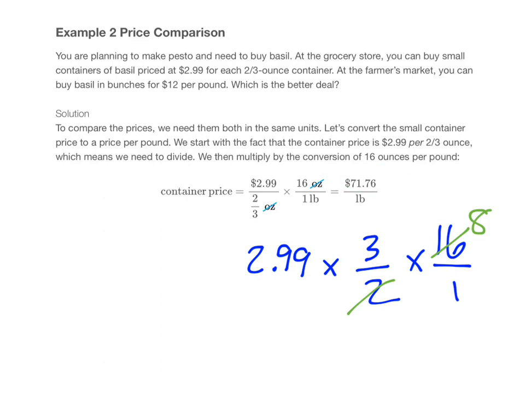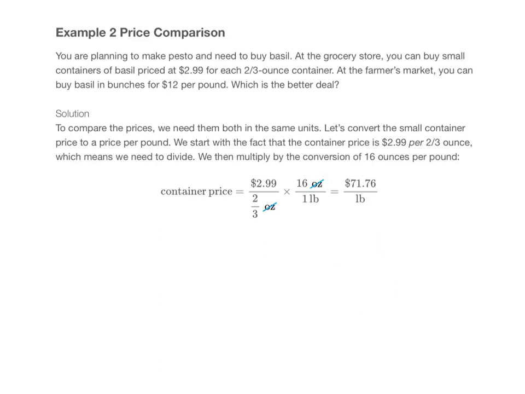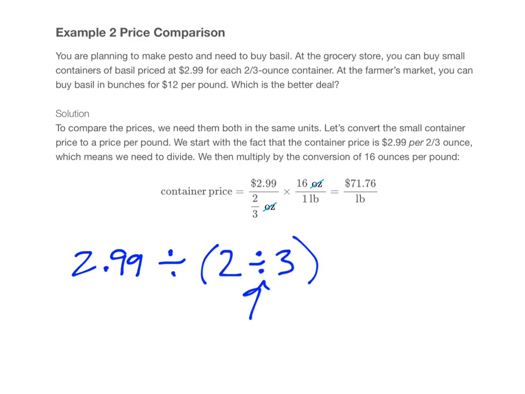Another option for you is to use your calculator and to divide $2.99 by 2/3. So to do that, you just need to know that the 2/3 needs to be put in parentheses. So if you wanted to enter this on your calculator, you would do $2.99 divided by parentheses 2 divided by 3. And you can use division to indicate a fraction there. And then you can go on and multiply by 16.